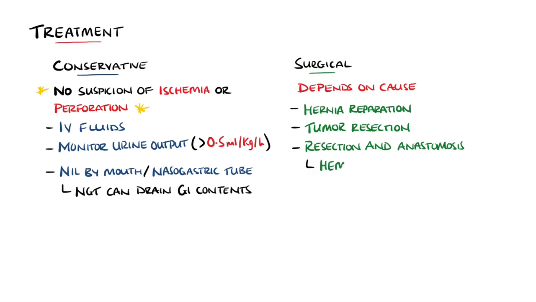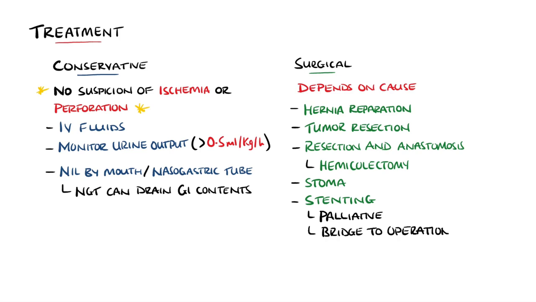This is particularly true in patients with colorectal cancer who may undergo a hemicolectomy, where half of the colon is removed. In some instances, a stoma may be needed, which is an opening of the bowels onto the skin. Stenting is another possibility, which is seen often in palliative cases in order to reduce symptoms. However, this is also sometimes done as a bridge to surgery.